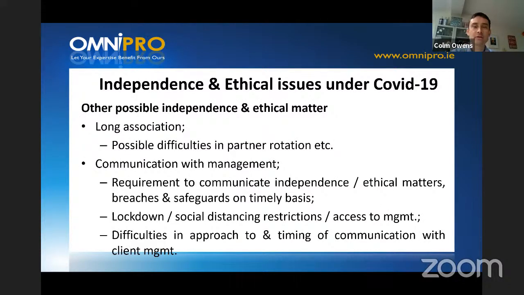The last couple of points, really nothing to look at, just to bear in mind potential issues over long association, mainly for bigger firms, I think, because of lockdown, self-isolation, maybe those older partners who are self-isolating, issues over that kind of thing, and then just communication with management, key issues across the board.